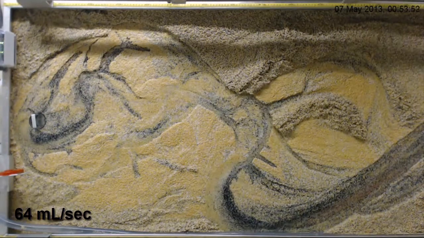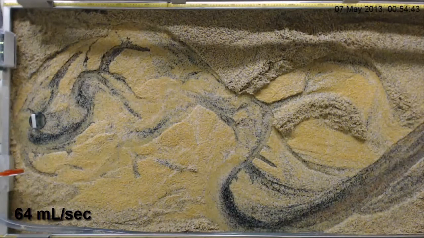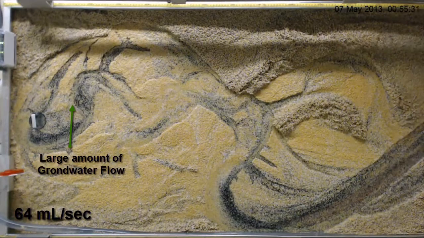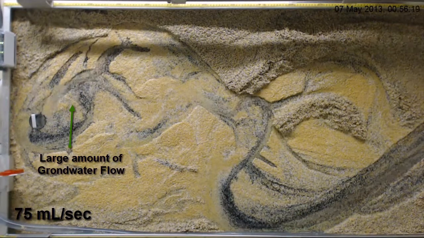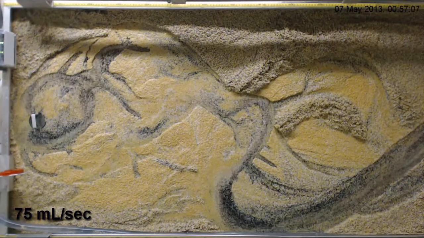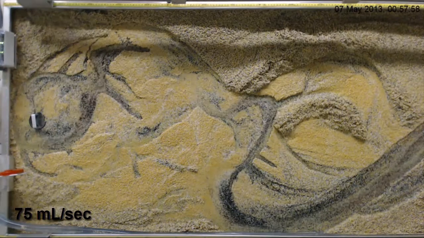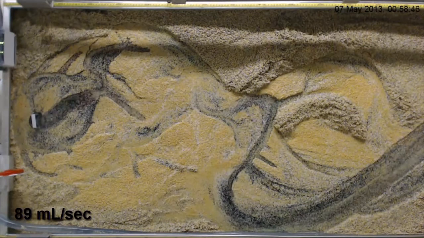Due to the large sediment supply in the middle of the river, much of the flow is turned into groundwater flow rather than overland flow. This results in losing and gaining streams. Discharge was increased in order to re-establish a continuous stream.